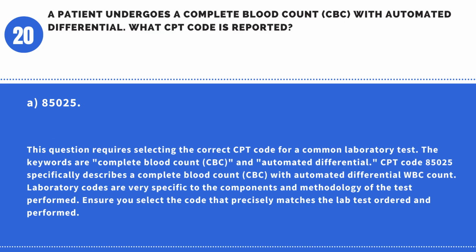Answer, A. 85025. This question requires selecting the correct CPT code for a common laboratory test. The keywords are complete blood count, CBC, and automated differential. CPT code 85025 specifically describes a complete blood count, CBC, with automated differential WBC count. Laboratory codes are very specific to the components and methodology of the test performed. Ensure you select the code that precisely matches the lab test ordered and performed.